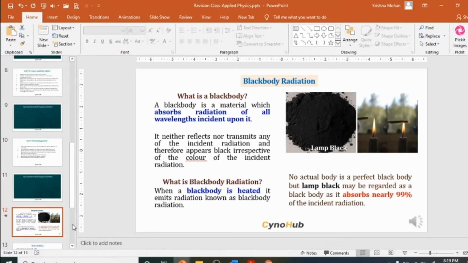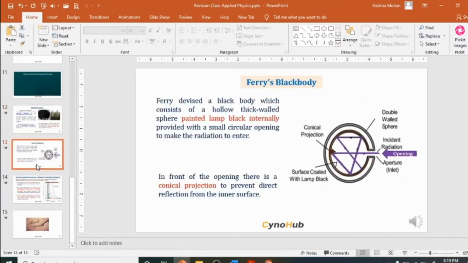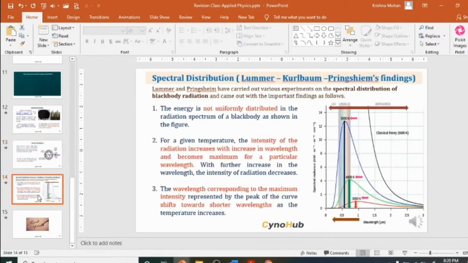Here, these 2 diagrams you need not draw, because these were pictures taken from the internet. Anyway, they are not the diagrams, so you need not draw them, right? And then regarding the spectral distribution, you would write one more point. If you are asked about Ferry's black body, you would write it; if not, you would move to spectral distribution like this. So this is the graph, the spectral distribution, and you'd be writing the points about the spectral distribution.